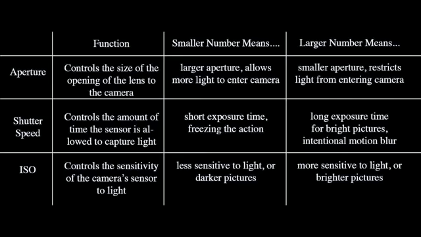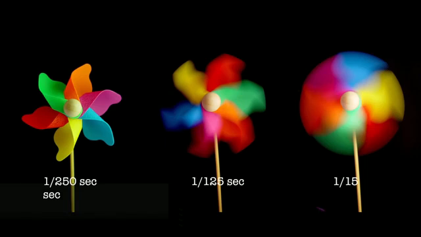The second component we have is shutter speed. Shutter speed basically controls the amount of time that the sensor is allowed to capture light. So you have your aperture, which determines how much light gets into the camera. Shutter speed controls how long the sensor gets to have an exposure to that light. So it's sort of like the shutters on a window.